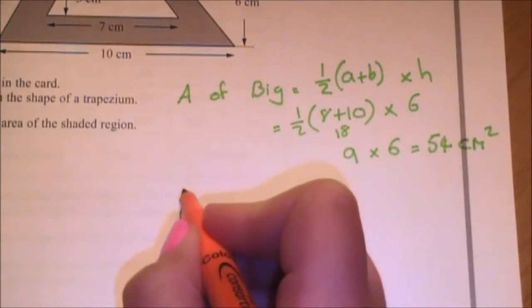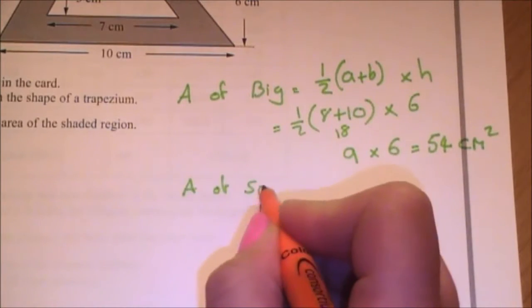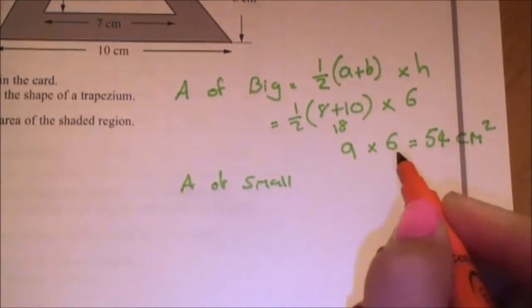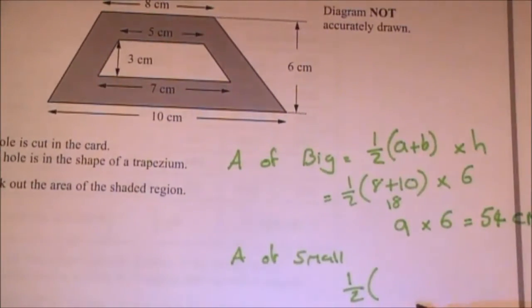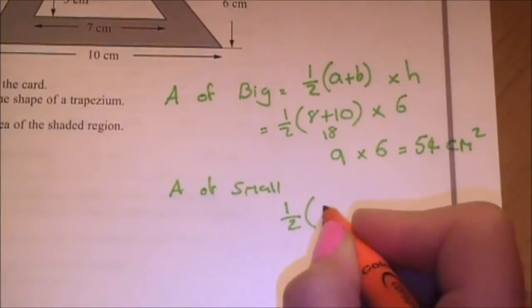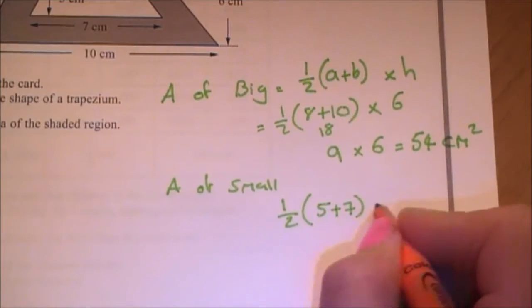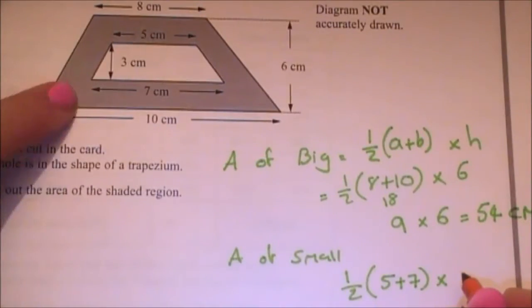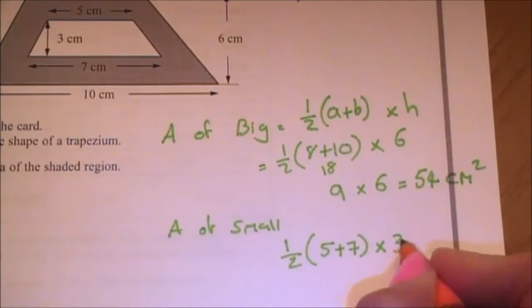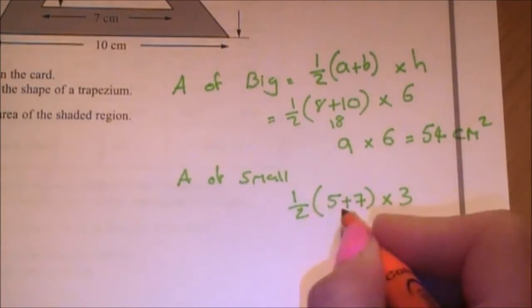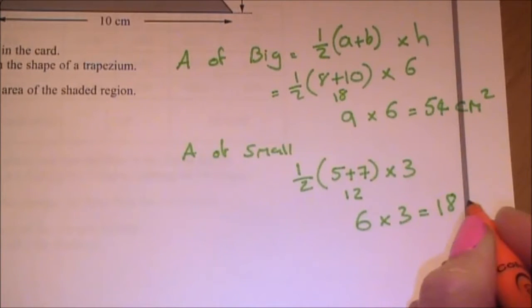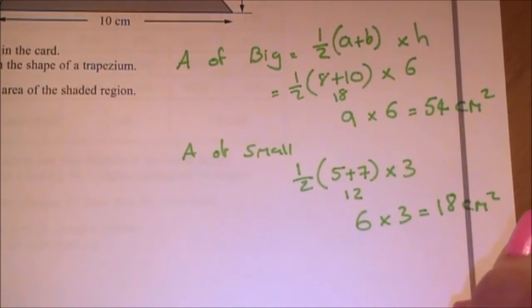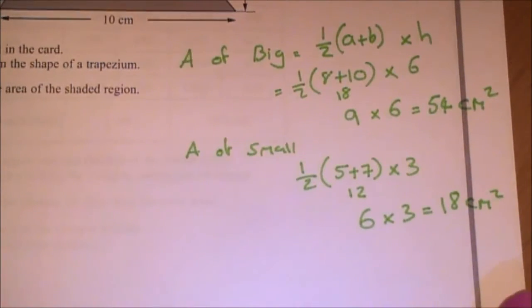Now I'm going to find the area of my small, and again it's half of A plus B, which is 5 plus 7, times by the perpendicular height, which is 3. So 5 plus 7 is 12. Half of 12 is 6, times by 3 equals 18. Its area, so it's centimetres squared.